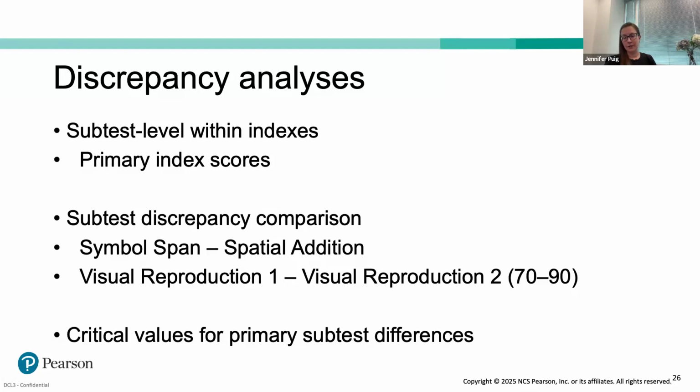So finally, in an appendix in the administration and scoring manual, there are critical values at the p less than 0.01 and 0.05 levels for all the different subtest and condition combinations. And that's just for pairwise comparisons for examiners that need those analyses.